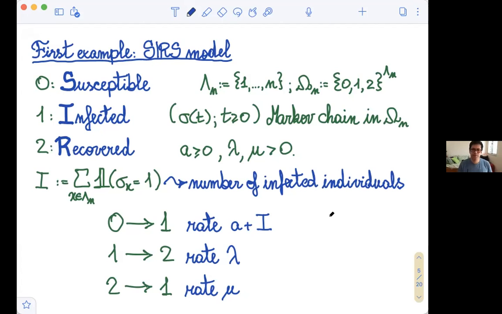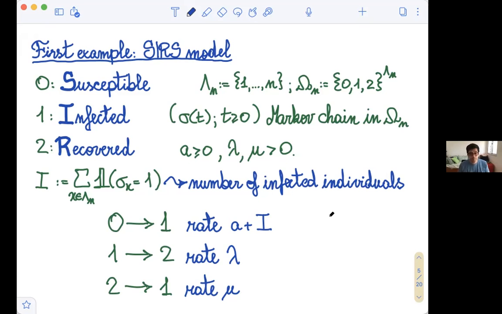Those are the things that people call compartments. And then we have to define some transition rules. So how people get infected, how people get recovered, and how people get maybe susceptible again. Okay, so one way to do that is with the Markov chain, a very simple Markov chain.